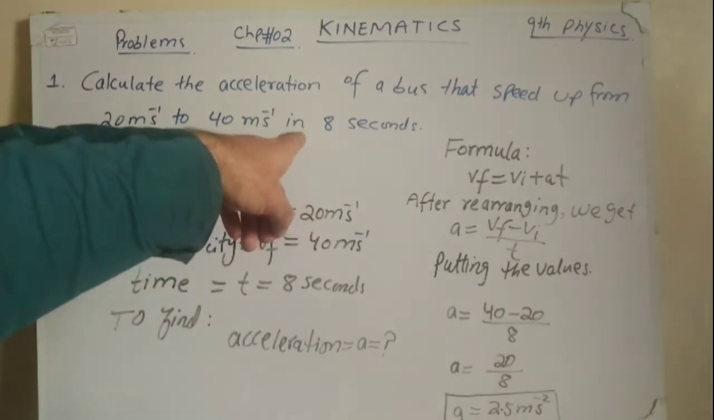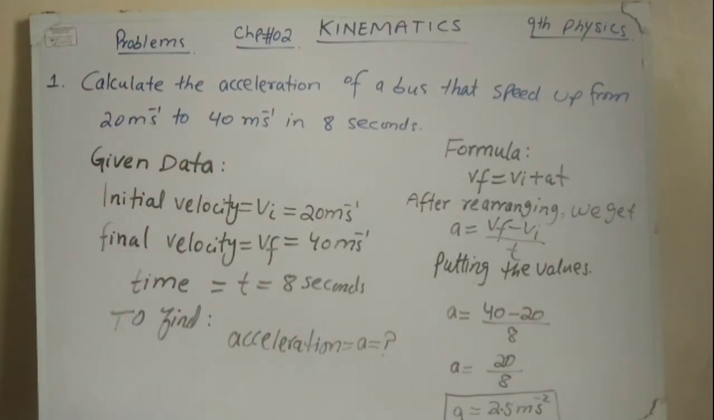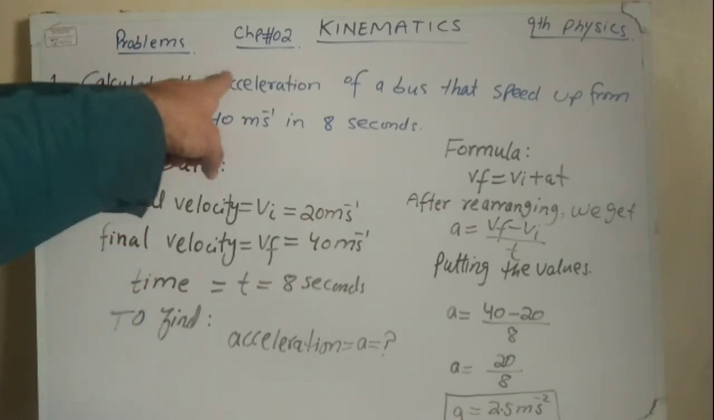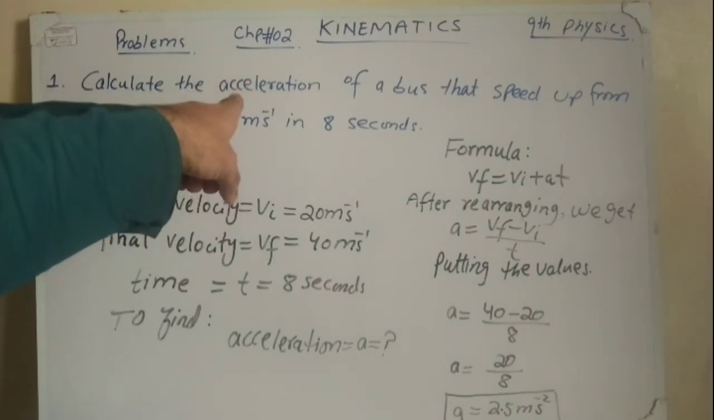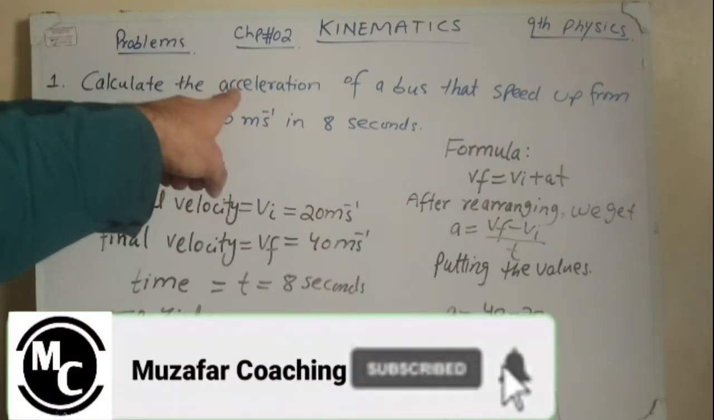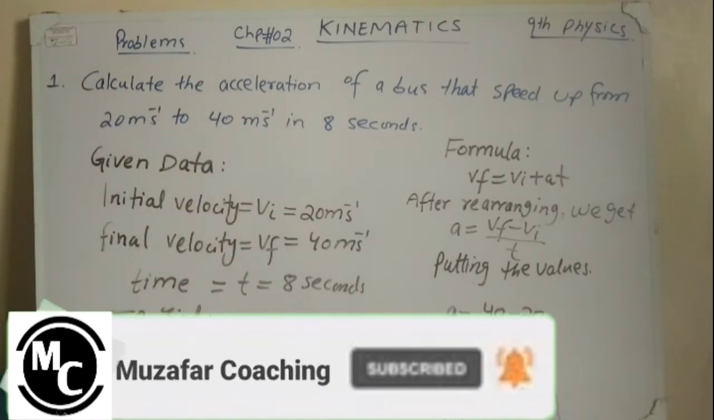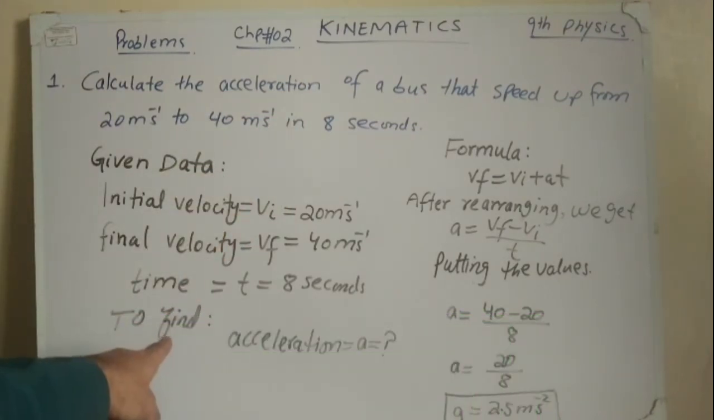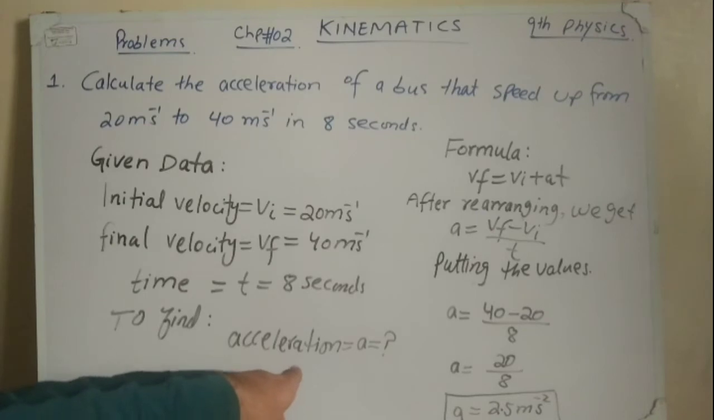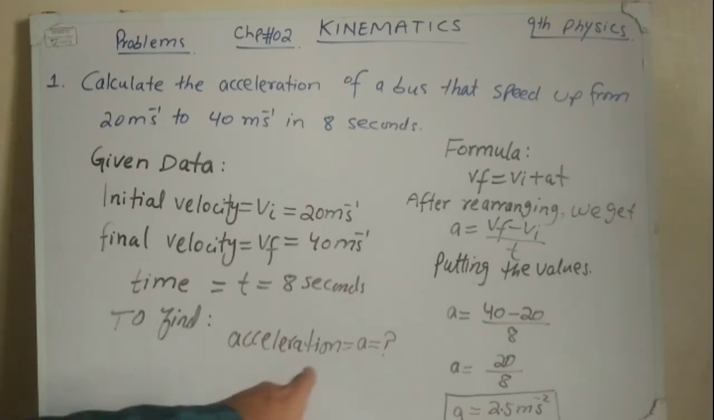And the important part of numerical is always remember what is to find, what is required, what we are supposed to find. So that is the important part of numerical. So you have to spot out that very entity. So that is calculate the acceleration. It is saying you have to calculate the acceleration of a bus. So we will write it like to find or required, that is acceleration. We are supposed to find the acceleration which is unknown for us.